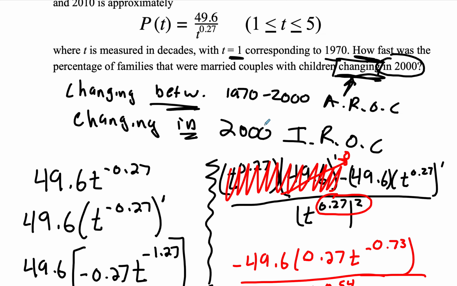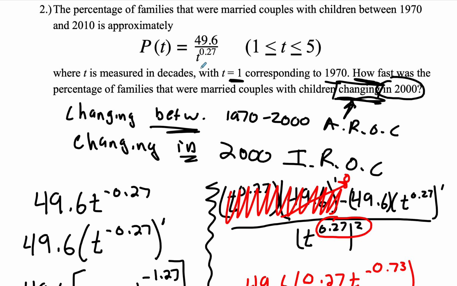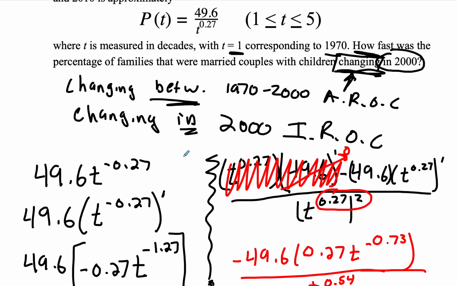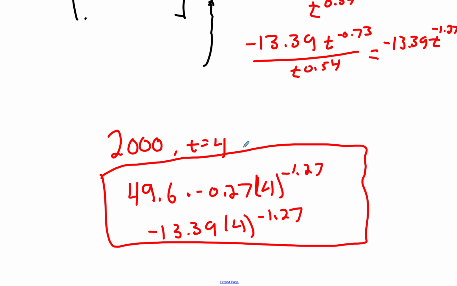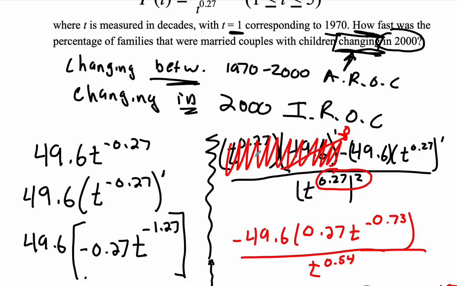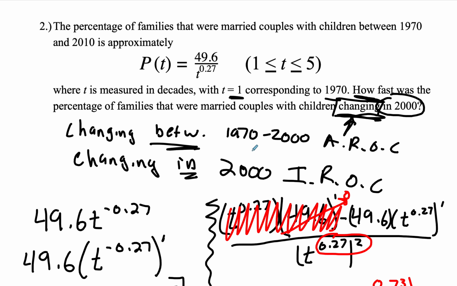Being able to identify: 1, we need the derivative. 2, this is how we get the derivative, either of these two methods. 3, we have the derivative. I want to plug in 4 because I want the instantaneous rate right when t is equal to 4. Okay, two mistakes I saw in this.